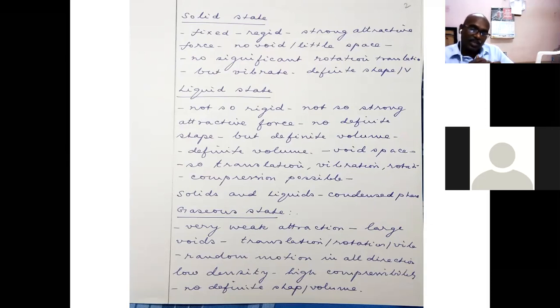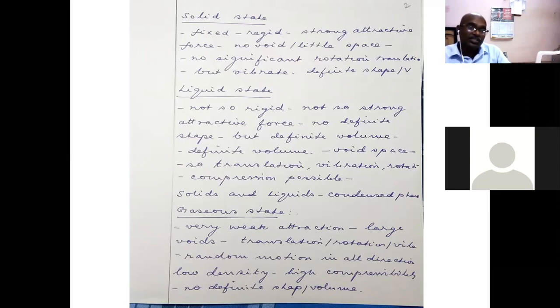Phase means a uniform system having a well-defined boundary. Liquid is a phase. Solid is a phase. But solids and liquids together are called condensed phases, because the molecules are very close. In the solid state, they occupy fixed points and are very rigid. But in the liquid state, they are free to move here and there.